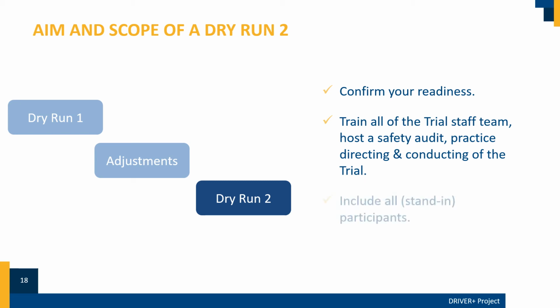It is recommended that in Dry Run 2, all roles like coordinators, role players, practitioners, observers, and other support staff are played by at least one professional or someone who has enough expertise to play a certain role.